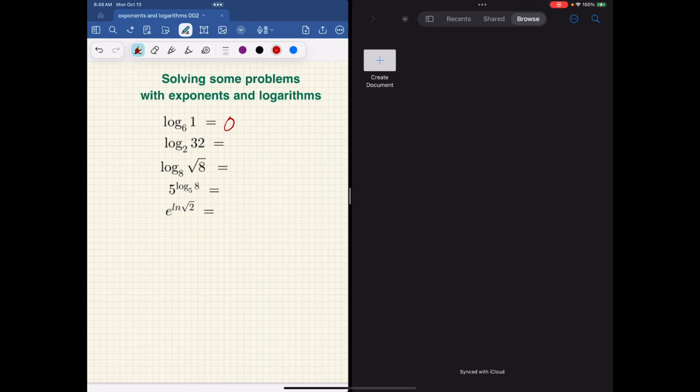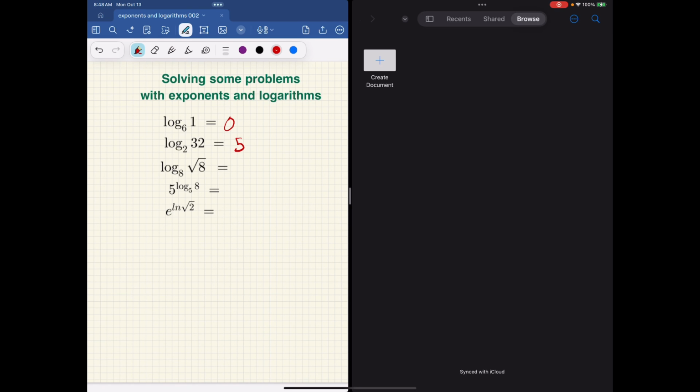The next, log base 2 of 32. To what power do we have to raise the number 2 to get 32? And we know that 2 to the 5th power is 32. So log base 2 of 32 is 5.